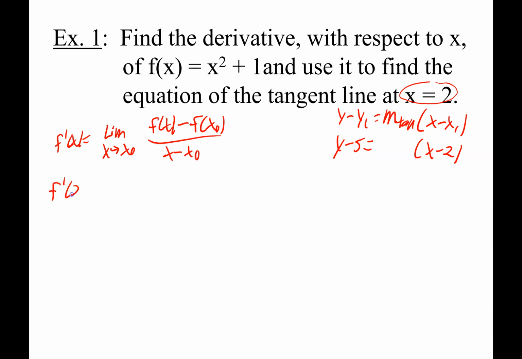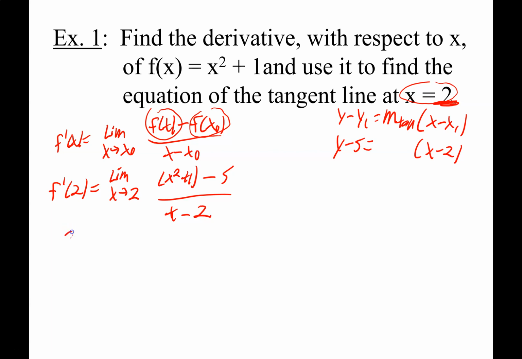Now let's plug in. I'm interested in finding not f prime of x, but rather f prime of 2, because that is my x value. So I'm going to take the limit as x approaches my x initial value of 2. My f of x right here is that x squared plus 1, minus my f of x initial, which is my y coordinate that we just found, that 5, and then x minus our x initial, which was 2. So, all right, I got this. Let's see what we get.